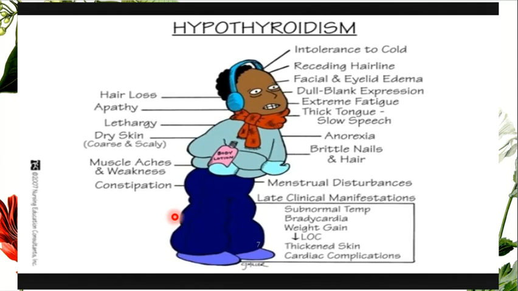Okay, so basically whatever was happening in hyperthyroidism, flip it around for hypothyroidism. Late manifestations can be subnormal temperature, bradycardia, weight gain, decreased level of consciousness, thickened skin, and cardiac complications.